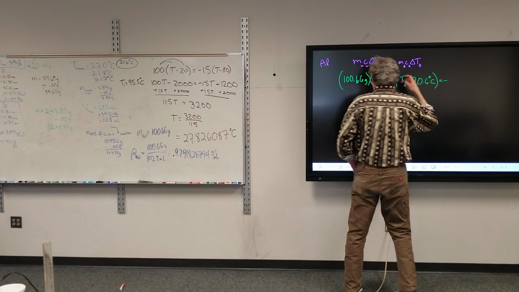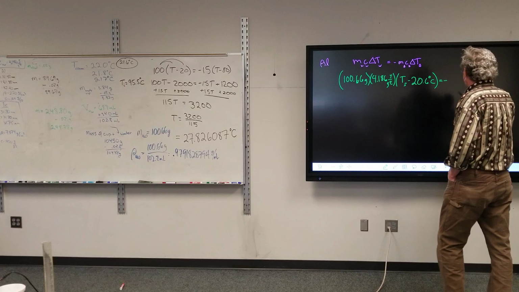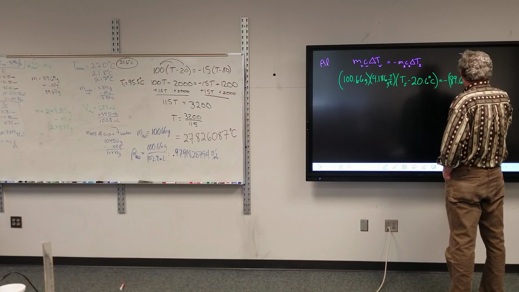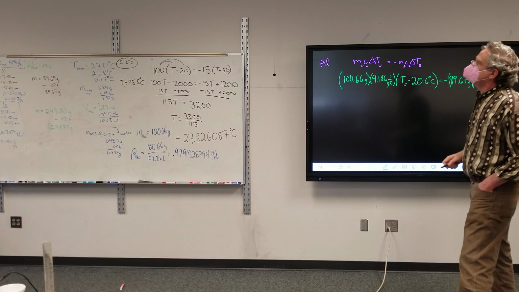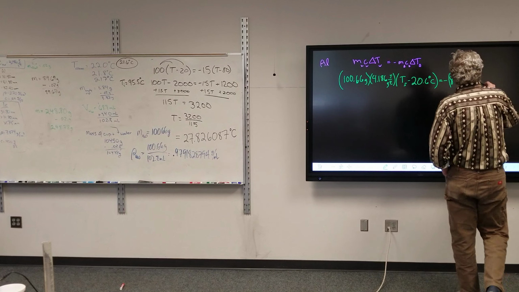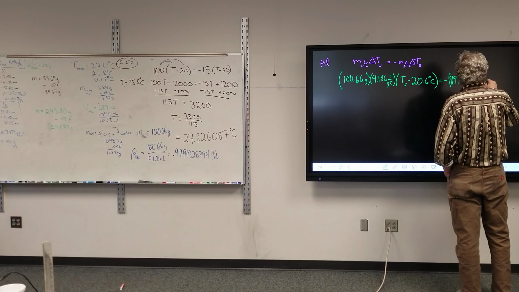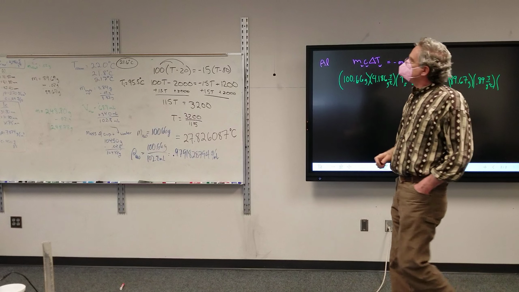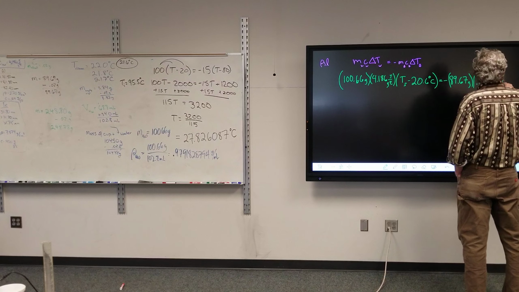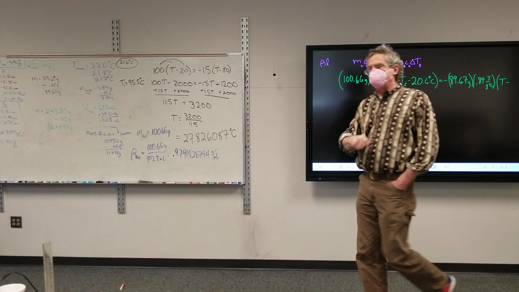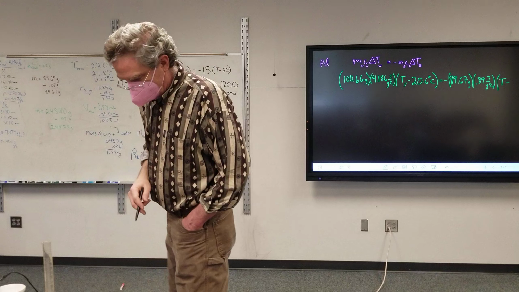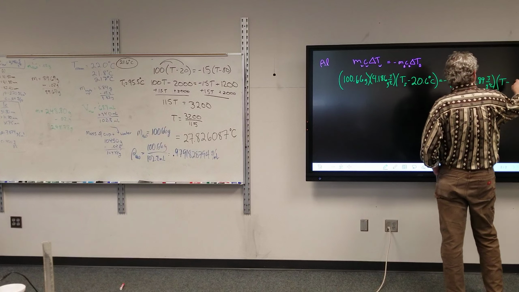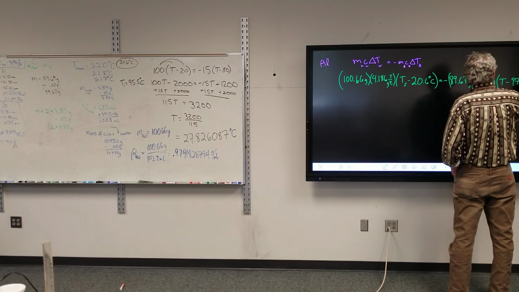Is equal to negative mass of my aluminum, which we have is 89.67 grams, times the specific heat of aluminum, which is 0.89 joules per gram degree Celsius, times T minus the initial temperature of the aluminum. The aluminum has been in that water for quite a while. It's hovering around 97 degrees, so 97.0 degrees Celsius.